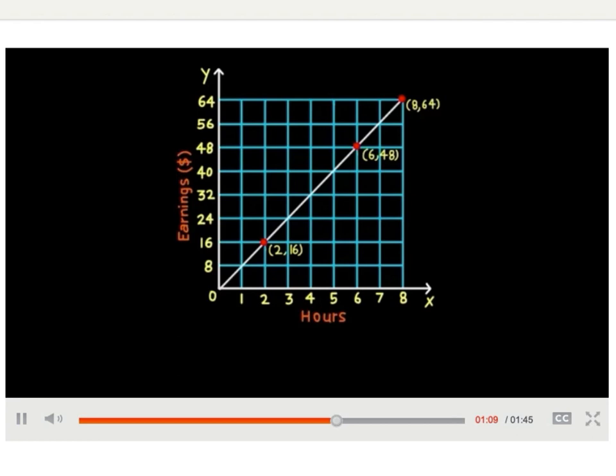Now we can answer the question. If Eliza babysits 5 hours, how much money will she receive? Well, let's find 5 on the x-axis, then draw another arrow until we reach our line, and then look to the left to get our answer. When we look to the left, we find her earnings. That's right, $40. Eliza will earn $40 if she babysits for 5 hours.